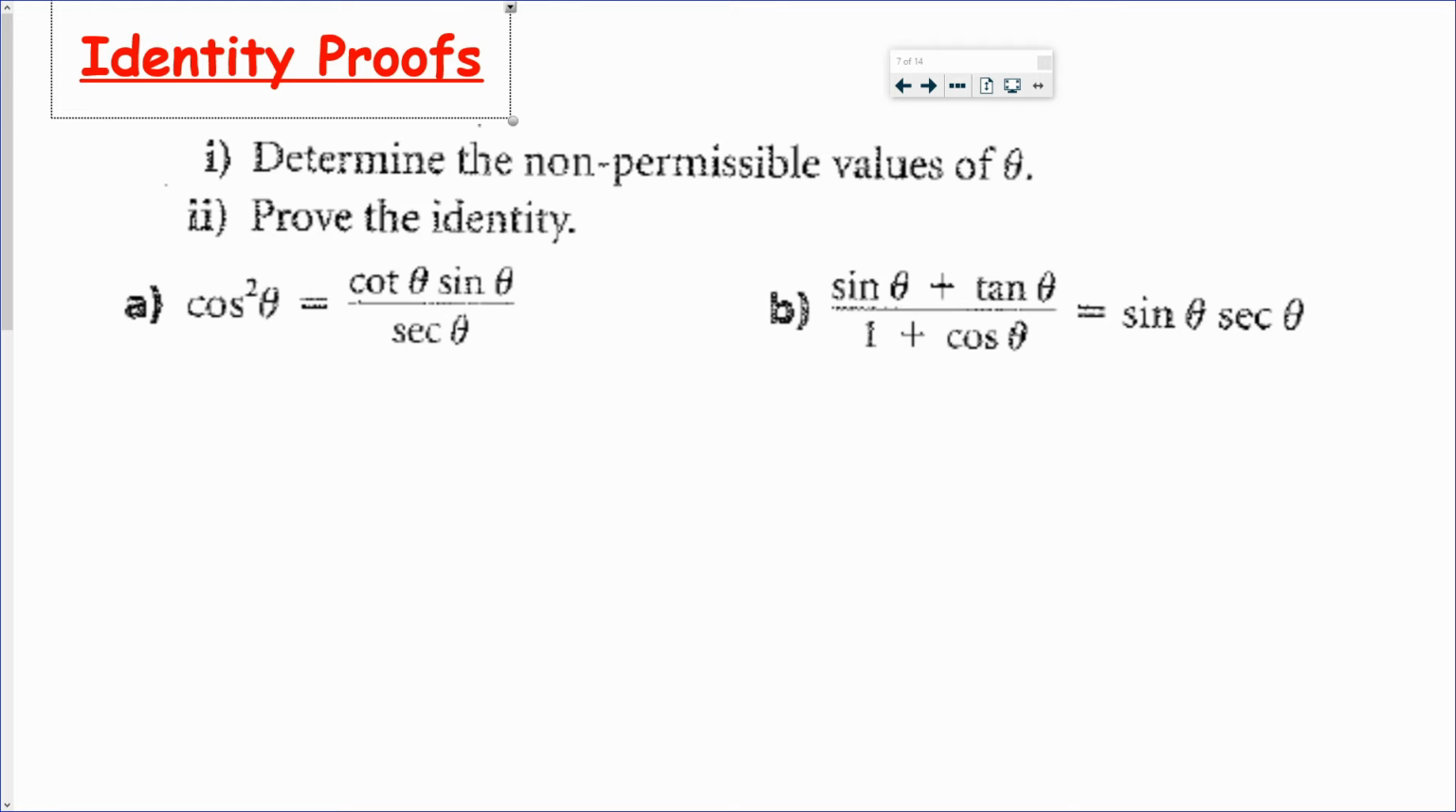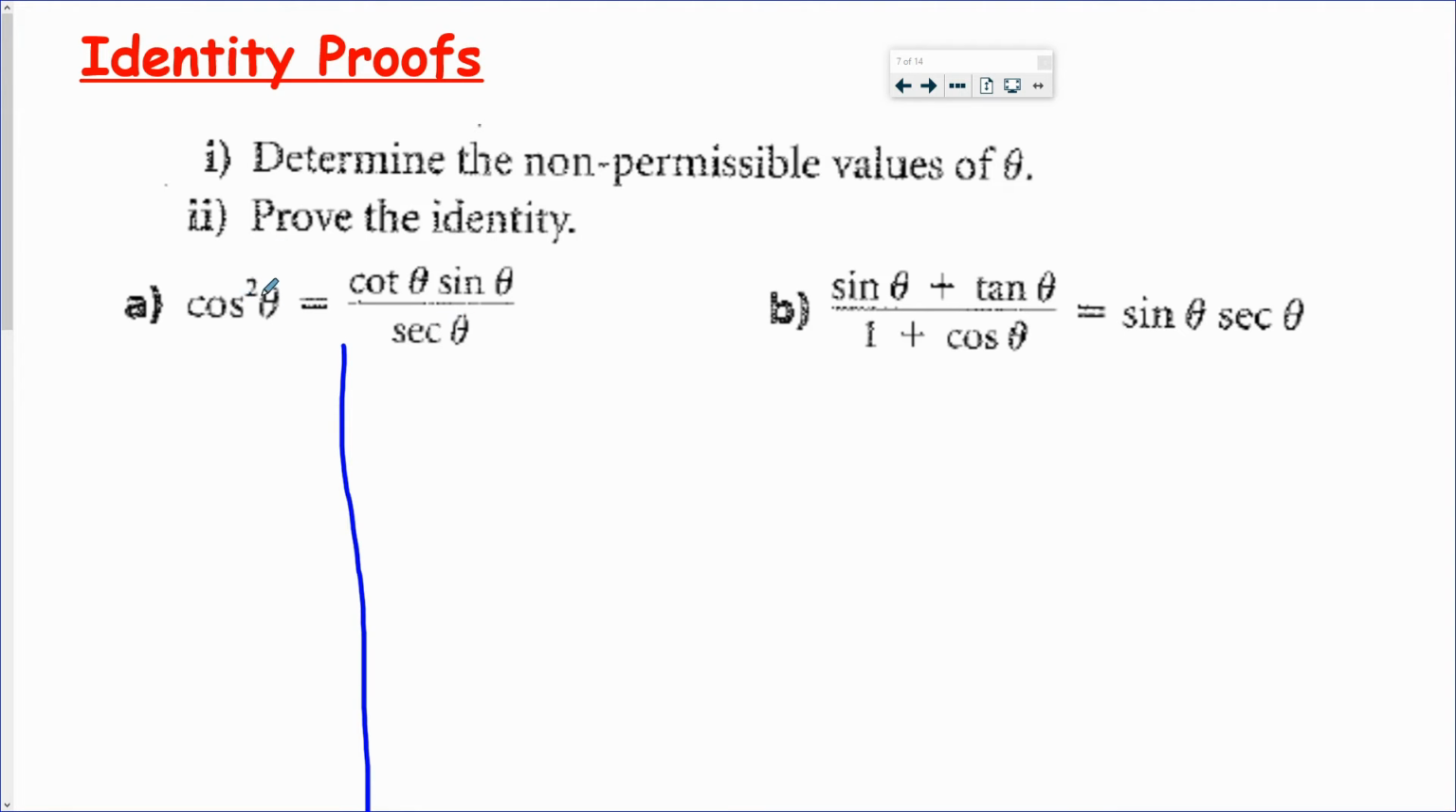And they will usually also ask you about non-permissible values in the original identity, so just watch out and make sure that you don't get any values of 0 in the denominator. So in this case, secant is 1 over cos theta, so you're going to end up not having a denominator here, so there's no non-permissible values we really need to worry about. And when in doubt, just start somewhere. As you're just starting out doing identities, one of the questions is like, where do I start? And my answer is just start doing something.